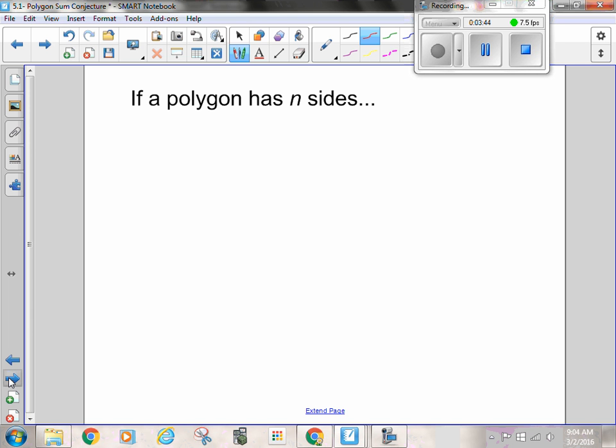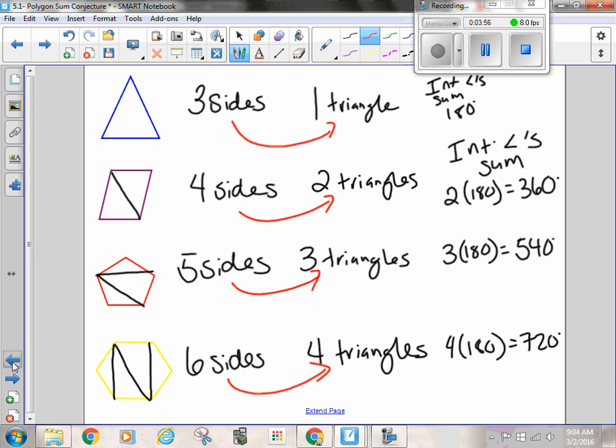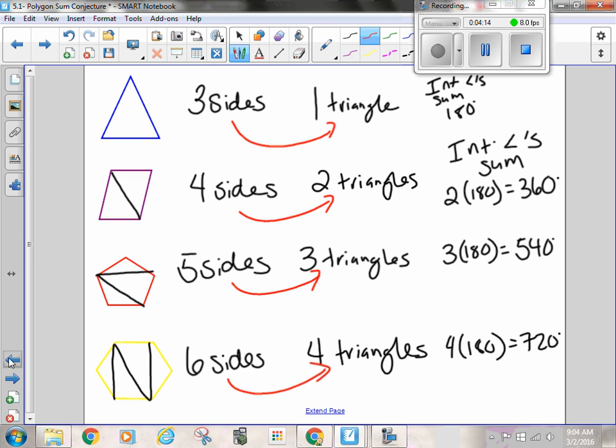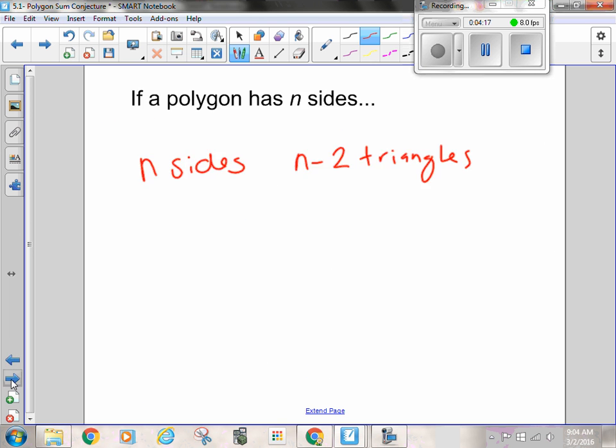Okay, so if a polygon has n sides, so n can represent any number. It can stand for 17 to 143 to 1,037 sides, okay? So if we think back to this page, and n is our number of sides, how many triangles does it have? So it has n sides. So it's n minus 2 triangles. Okay, so that's just following here. 3 minus 2 gave us 1. 4 minus 2 gave us 2, etc., etc. So we have n sides, n minus 2 triangles.